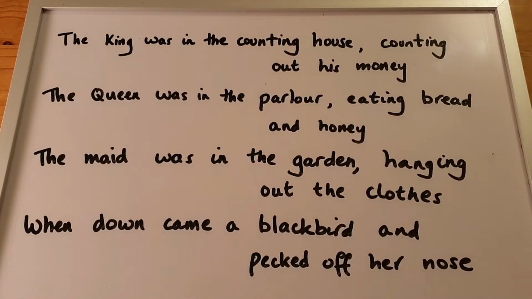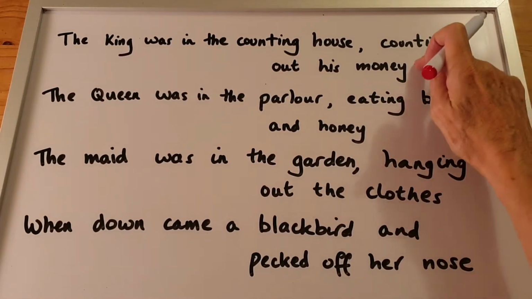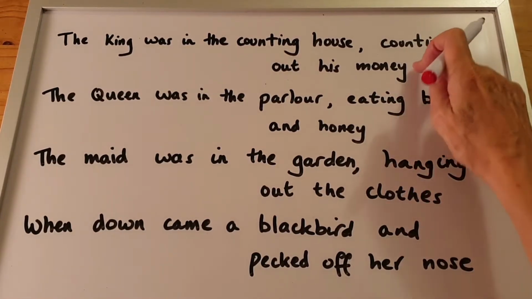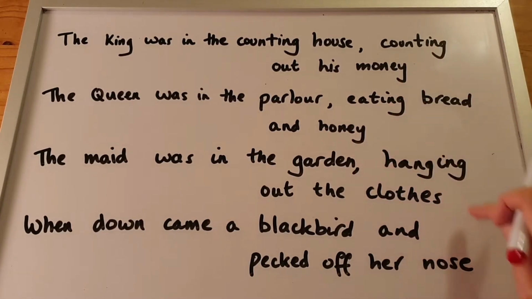We call it a rhyme because the last word has a similar sound, so they rhyme. Money, honey, clothes, nose. Similar sound, they rhyme. It's a nursery rhyme. For example, the king was in the counting house, counting out his money. The queen was in the parlour, eating bread and honey. The maid was in the garden, hanging out the clothes, when down came a blackbird and pecked off her nose. It's a lovely little nursery rhyme for small children.